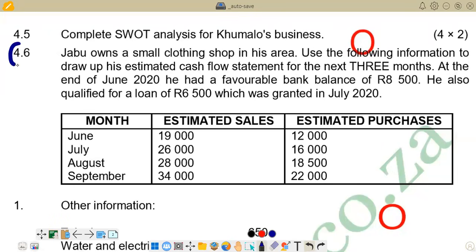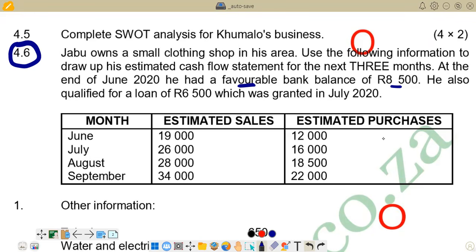So we are on 4.6 of that question paper, and the question reads: Jabu owns a small clothing shop in his area. Use the following information to draw up his estimated cash flow statement for the next 3 months. At the end of June 2020, you get a favorable bank balance of 8,500. So very important. There's a balance that we are going to start with. It's going to be this one, 8,500, and remember, it's a favorable one. When it's favorable, we're going to indicate 8,500 as a positive figure. And when it's unfavorable, we are supposed to put it in brackets so that it's a negative figure because it's unfavorable. But in this instance, it's favorable. So we're going to start with 8,500.